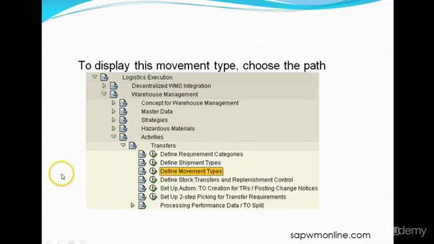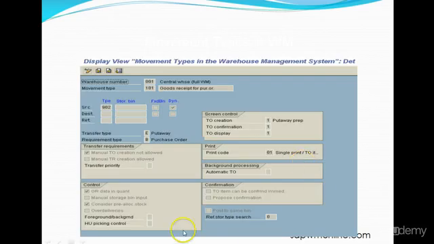So just to recap, we define the movement types here, and this is the screenshot of the movement type. This is the confirmation tab, wherein if we want an immediate transfer order confirmation, we would select this checkbox. And if we want an automatic transfer order processing, which is processed using a batch job, then we make the selection over here. So there is a difference between automatic transfer order confirmation and an immediate transfer order confirmation.